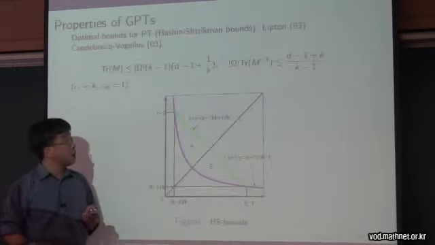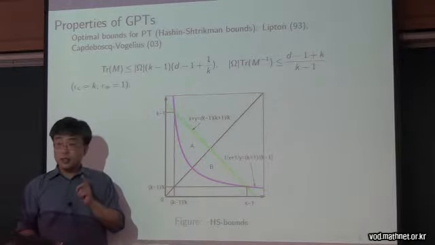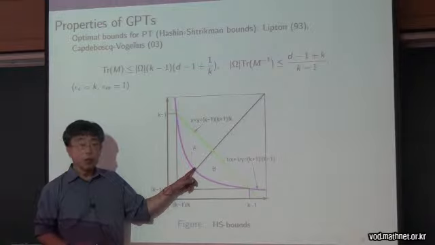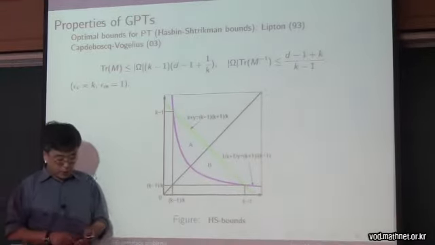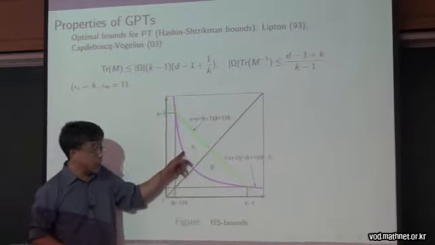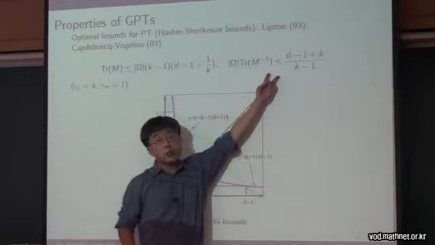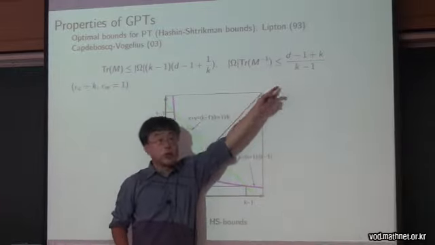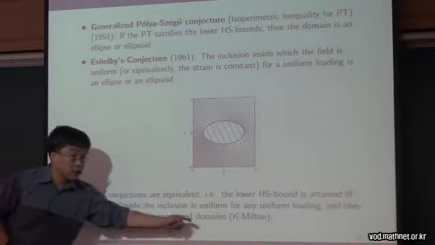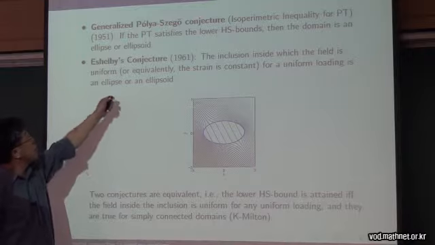And there was one conjecture by Pólya and Szegő. They conjectured that if the polarization tensor is here, then it must be a disk or a ball. That's the Pólya-Szegő conjecture. But the conjecture is incorrectly stated. The correct statement should be, if it is here, then it must be an ellipse or ellipsoid. Because this is a kind of isoperimetric inequality, if the equality holds, then the domain must be an ellipsoid or ellipse. And that was proved by Graham Milton and myself. And we connected this Pólya-Szegő conjecture with the Hyeonbae conjecture.